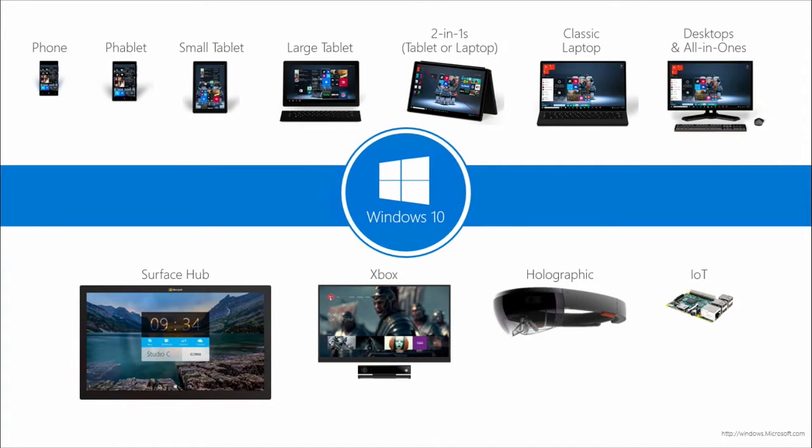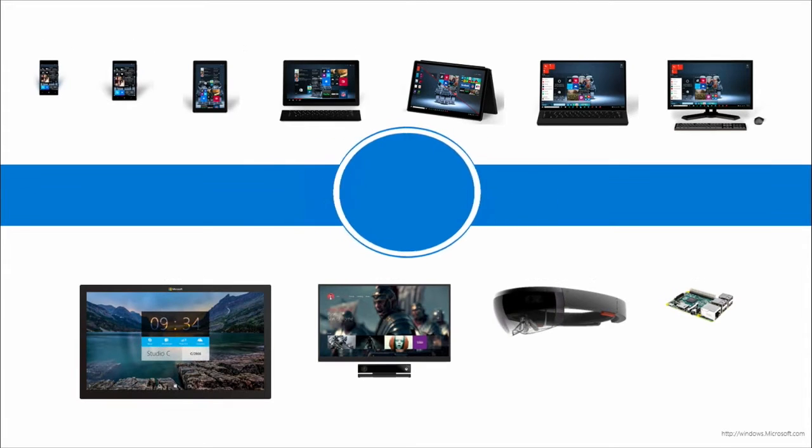This is sort of a sampling, just something to get your feel for the breadth of devices supported by Windows. Yeah, that's right. So here we can see all the different devices, right from small 4-inch phone displays right through phablets, up to bigger screens, the 2-in-1s like the Surface Pro where you can remove the keyboard, classic laptops, and all the way through to 84-inch Surface Hubs, and the Xbox, of course, the holographic, and right down to the tiny little board. So very diverse.